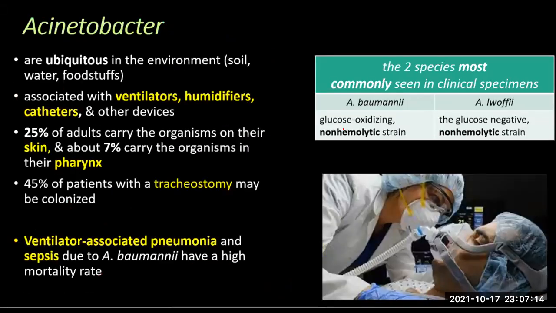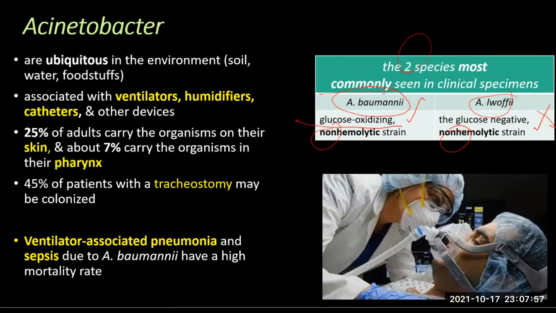So for Acinetobacter, only 11 species have been officially named. The two species most commonly seen in clinical specimens are Acinetobacter baumannii, the glucose-oxidizing non-hemolytic strain, and Acinetobacter lwoffii, the glucose-negative non-hemolytic strain. So we have two species commonly seen, A. baumannii and lwoffii. They are both non-hemolytic, but one can oxidize glucose, the other one cannot.